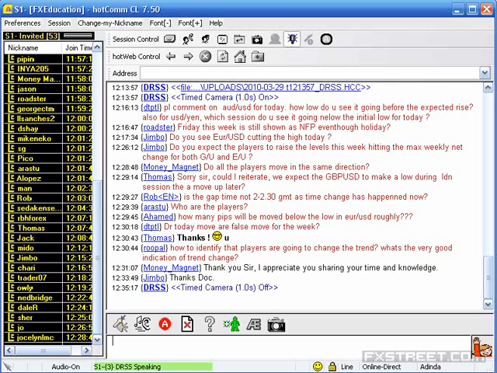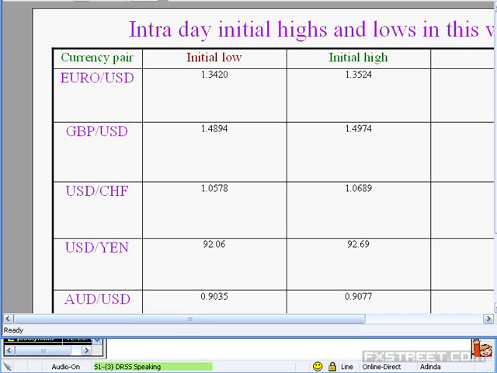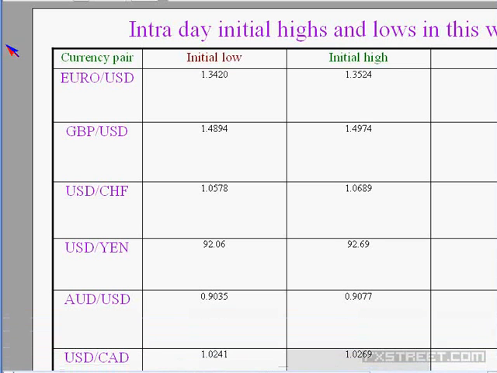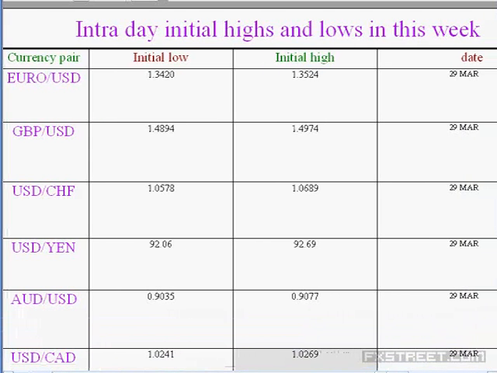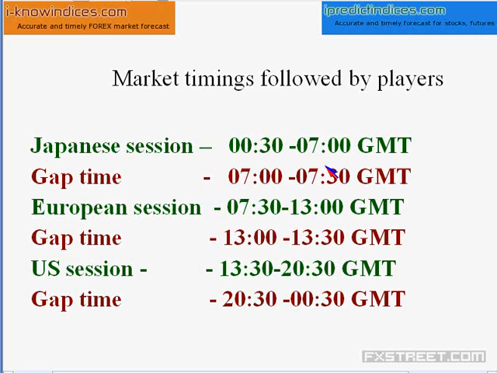Okay, so let me display this slide again. The timings, kindly make a note. Japanese session ends by 7 GMT. It's already 5:35 GMT, so by 7 GMT the Japanese session will get over. Then 7 to 7:30 GMT will be the gap time. Then from 7:30 onwards, the European session starts because of the daylight saving system.